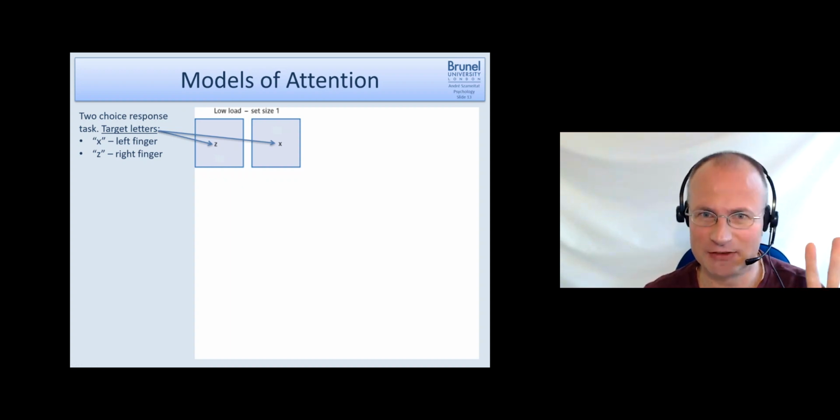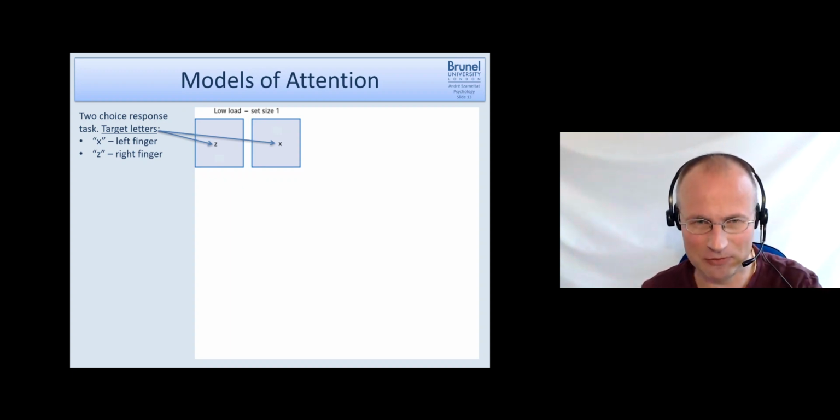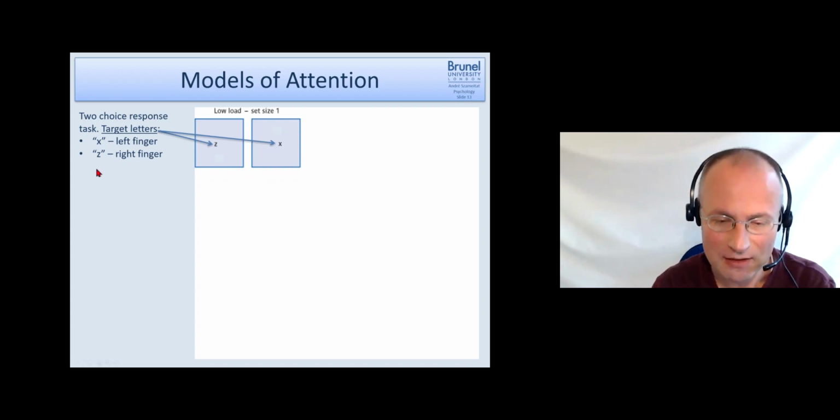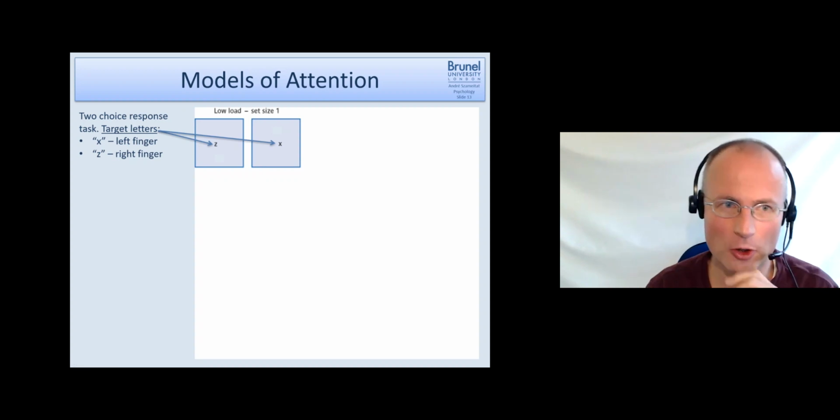Z, right finger, X, left finger, then the next stimulus comes, again press as quickly as possible, then again press as quickly as possible. And as you can imagine, that's not the whole story.